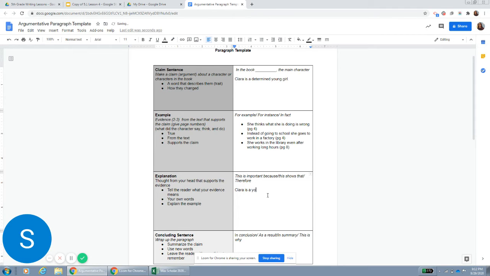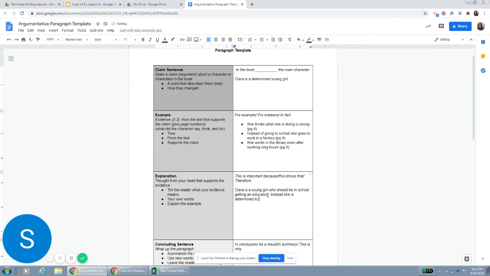Clara is a young girl who should be in school getting an education. Instead, she is determined to help her family and work in a factory with terrible working conditions, right? That shows she's determined. Someone who wasn't determined wouldn't work. They wouldn't go to work with all those really terrible conditions.